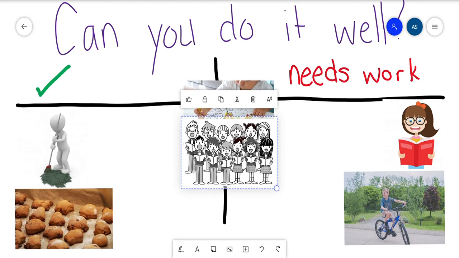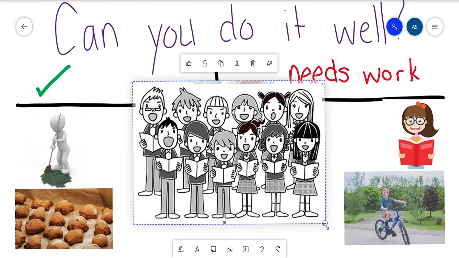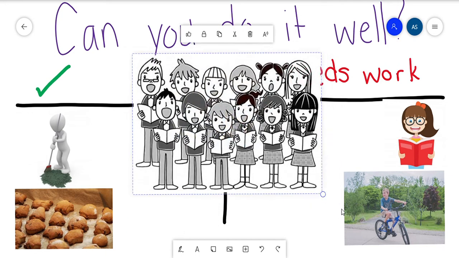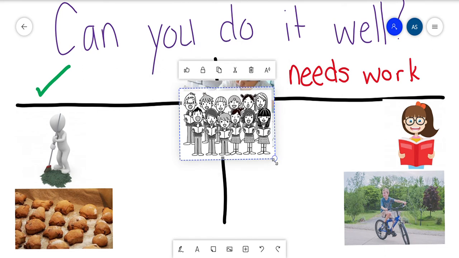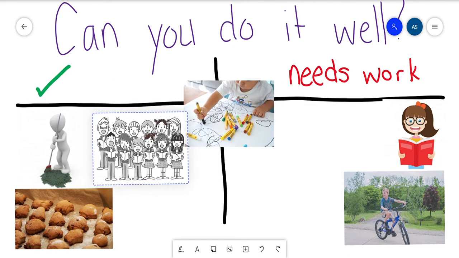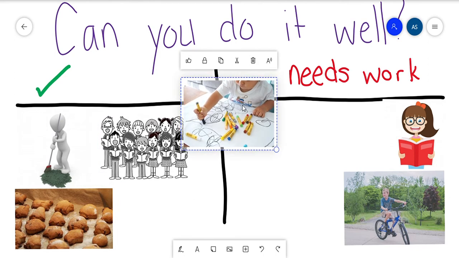Okay, in this next picture, we have a group of children and they're singing. Can you do it well? We're some great singers in our classroom. Sometimes we might need some work. Remember, even Miss Simons goes a little off key sometimes. It happens. It's all right. But I'm going to put it over here under the check mark. We do a pretty good job at singing.